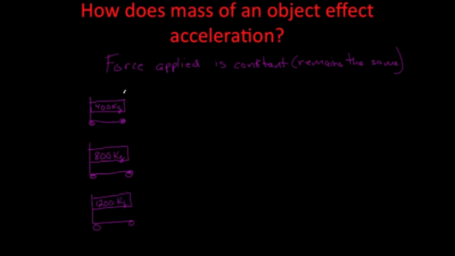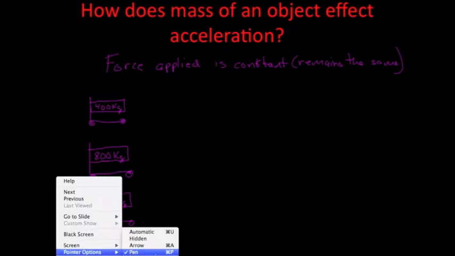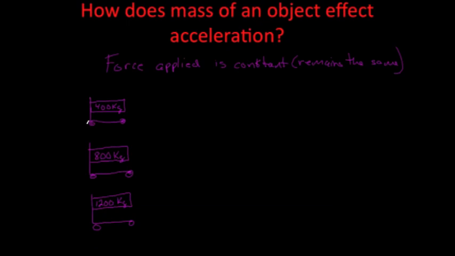So the variable that's being changed is the mass of the shopping cart. So how does that affect the rate at which the object accelerates? Well, we're going to apply the same amount of force to each one. All right, so if we apply 400 newtons of force to each shopping cart, as we increase the mass, the acceleration should decrease.